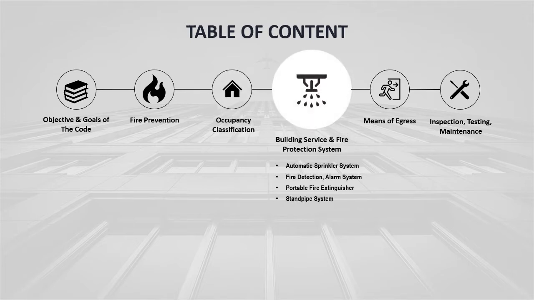The next module will cover building services and fire protection systems. Please be informed that we will cover only the most common fire protection systems within a facility, and the goal is to know how each system operates in case of fire. We will cover the automatic sprinkler system, fire detection and alarm system, portable fire extinguishers, and standby systems.